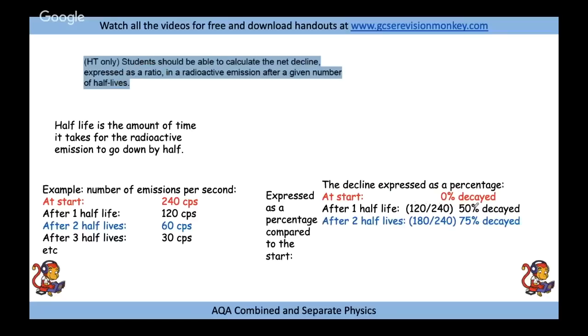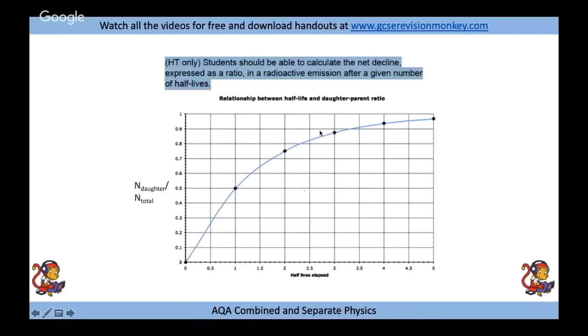So let's get rid of that. After two half-lives, now after one half-life, there was 120 left, and that 120 left has decayed again, meaning 180 have now decayed. So that is showing our net decline. That's what we've lost, meaning 75% have decayed. And then again, 210 out of 240, etc. Okay, so this is us just expressing our net decline, as in how much has it gone down compared with the original. Now you may also see it on a graph.